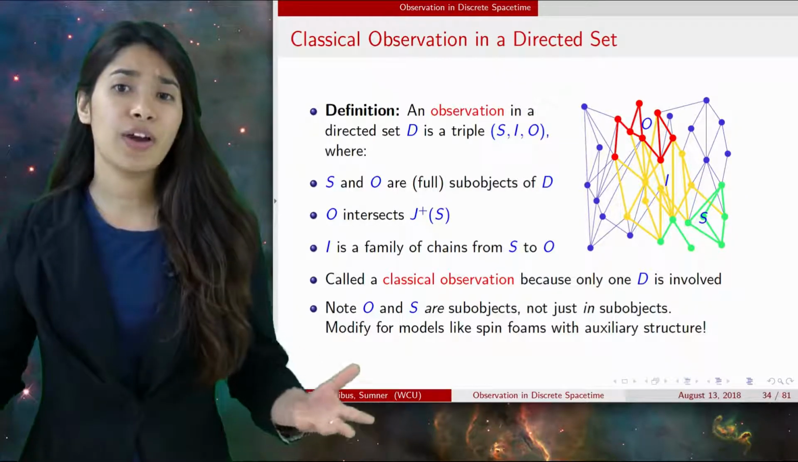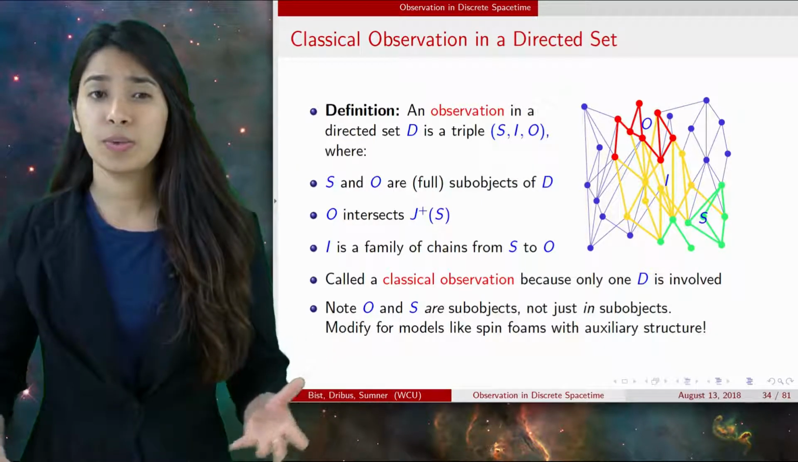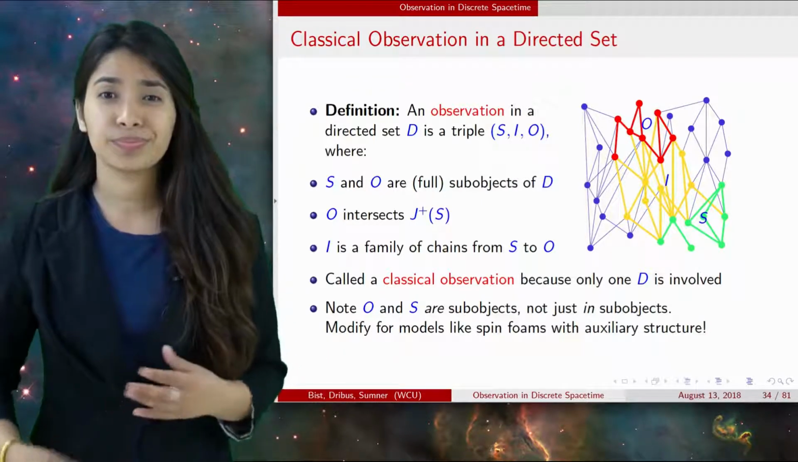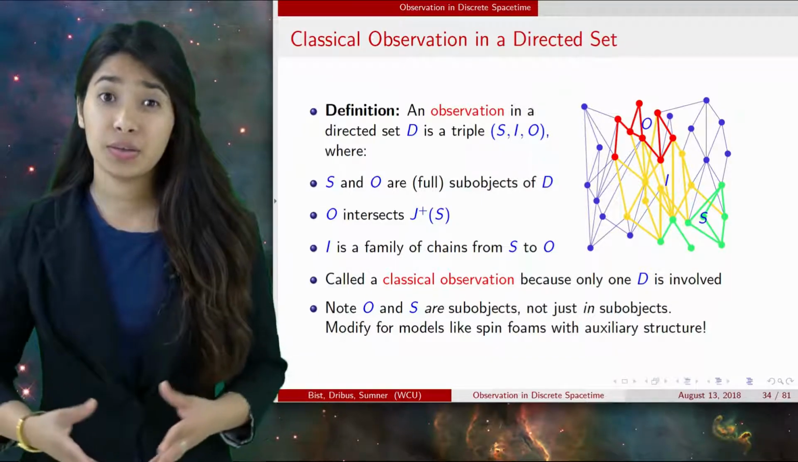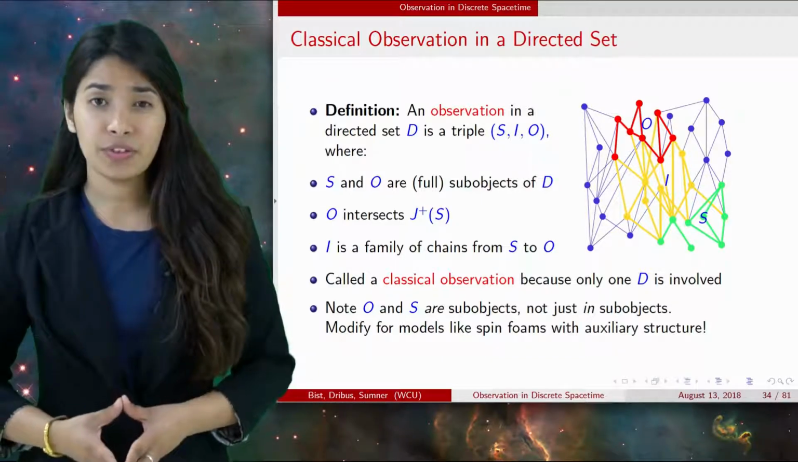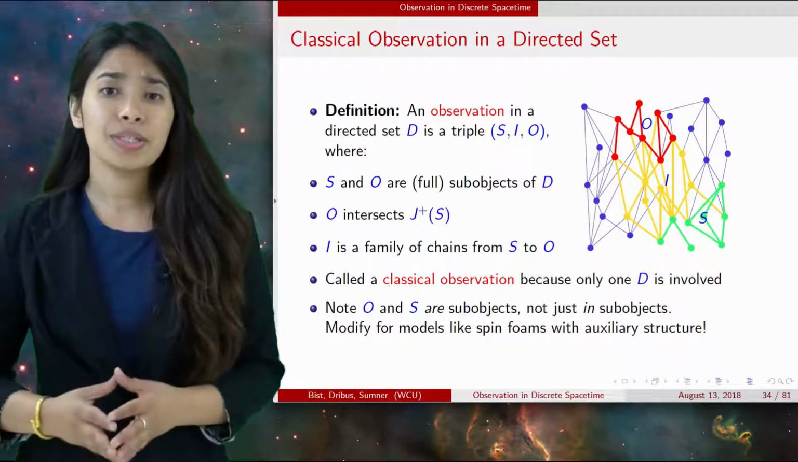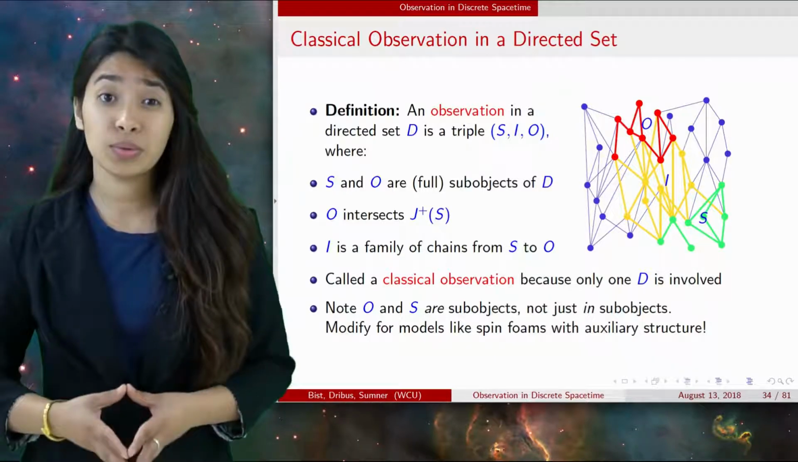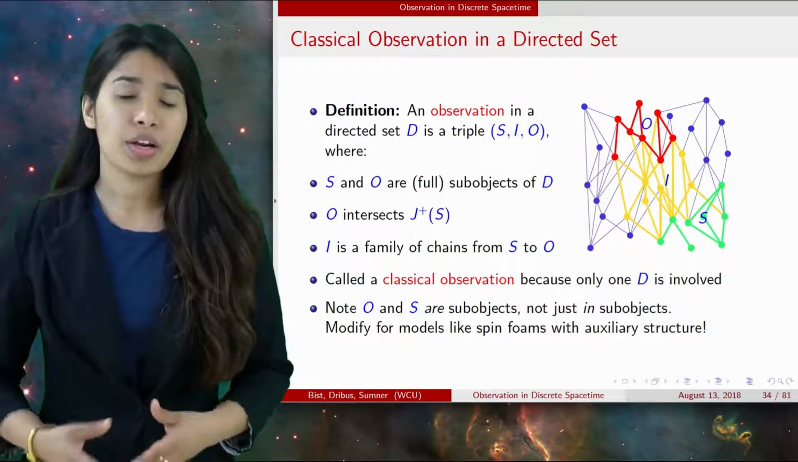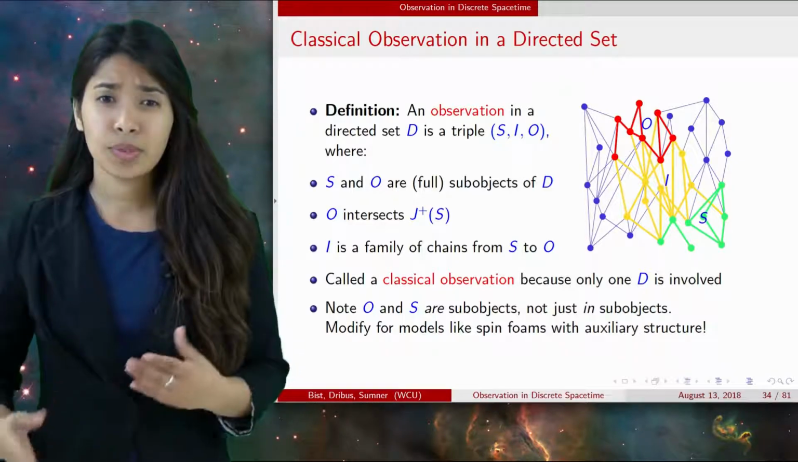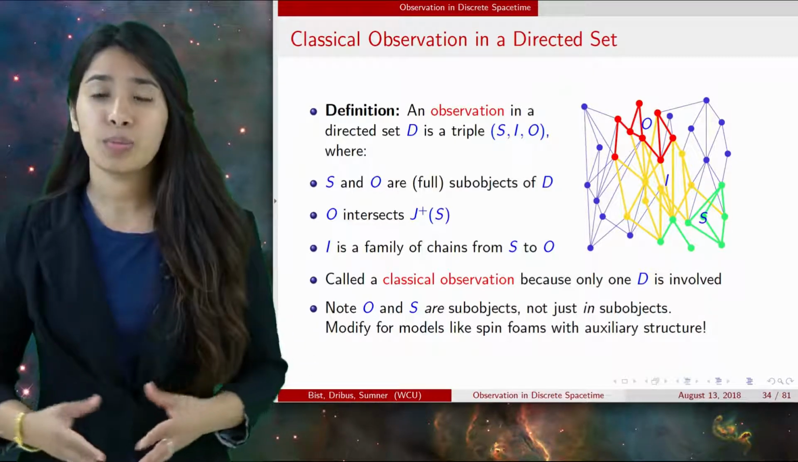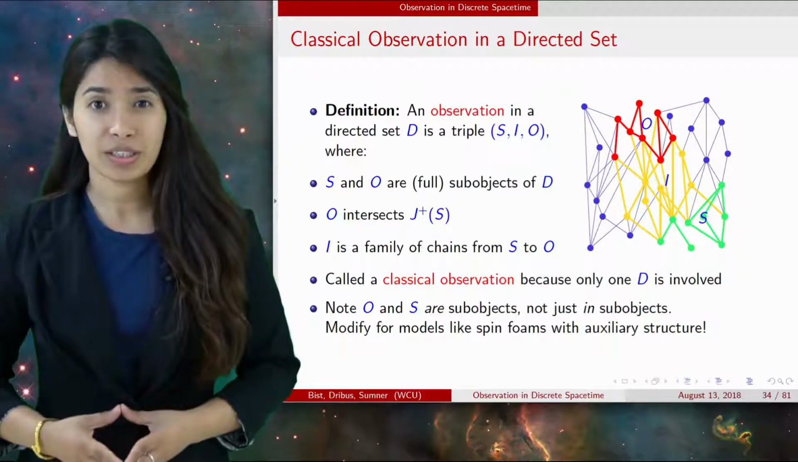We would have to modify our viewpoint for models like spin foam, which include auxiliary structure. In that case, we would have to add a description of such structure to our definition of S, I, and O. Our present definition includes only what must be included for all the discrete spacetime models involving underlying directed sets. Hence, we know that all the theory we develop will be relevant even if it turns out to be incomplete.